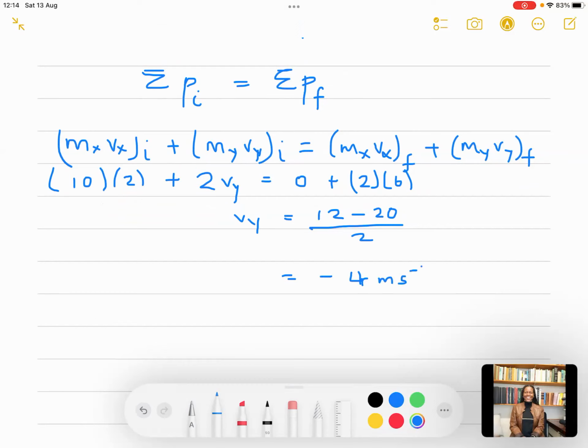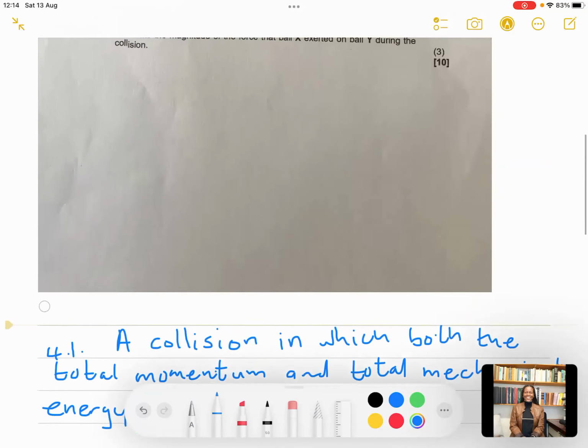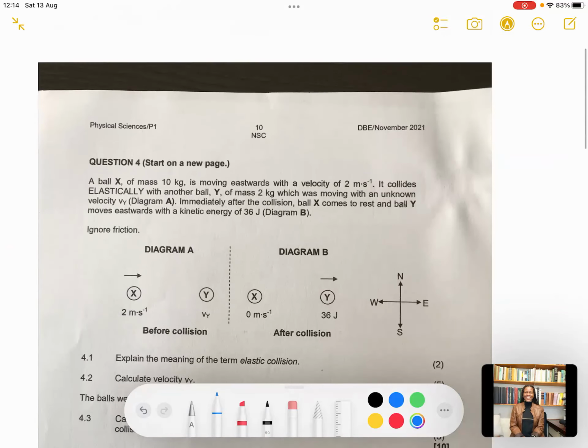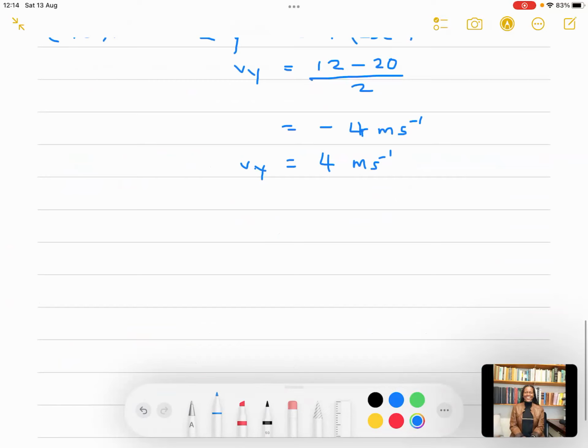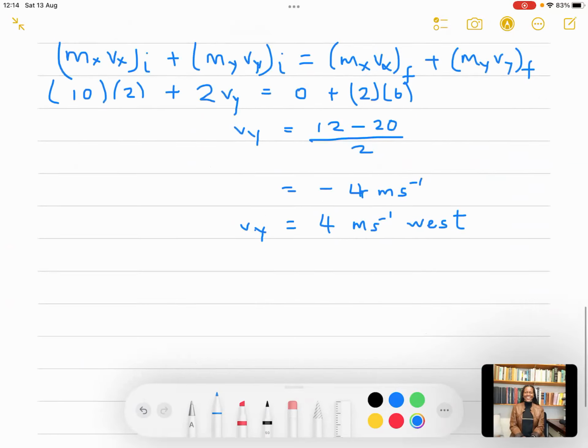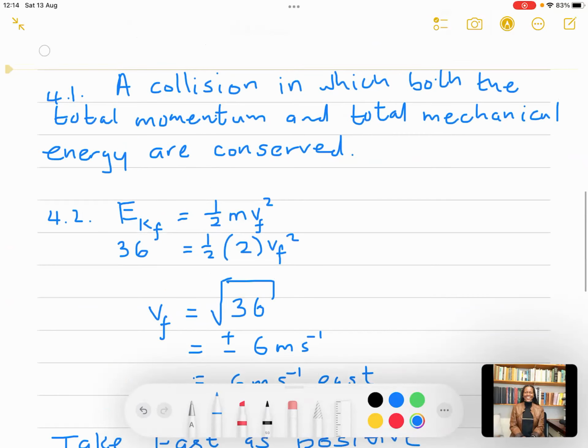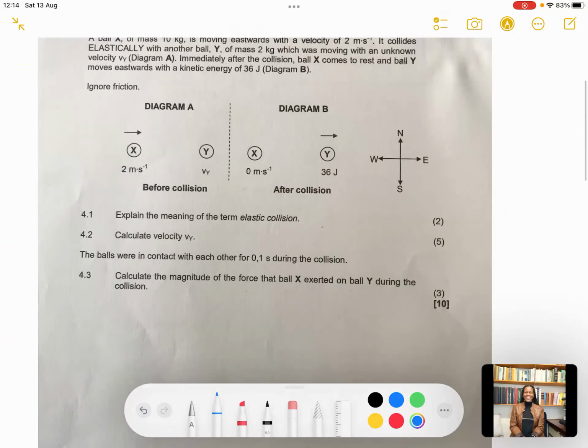Meters per second. And what does the negative sign mean? It means that vY is equal to 4 meters per second. Now, it was moving eastward, so this would now be west. Okay, so that's how we do that question. We first had to calculate what the final velocity was because they had given us the kinetic energy.